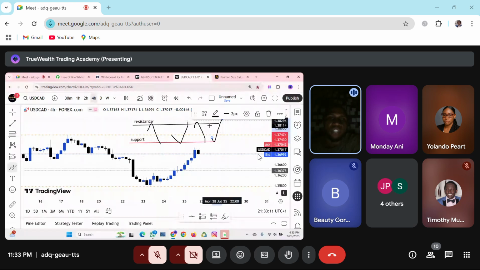All right? So this is your supply. Resistance is known as what? Supply. Support is known as demand. Write it down. Resistance is also known as what? Supply.